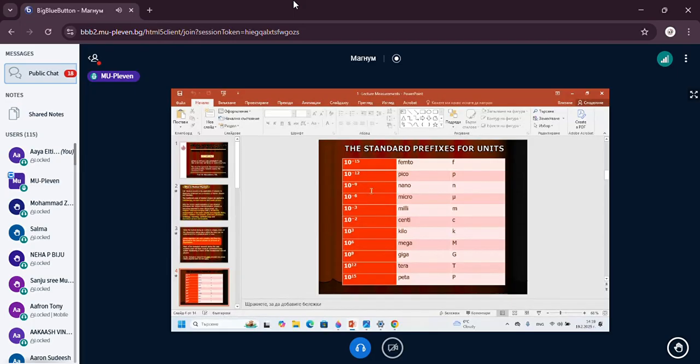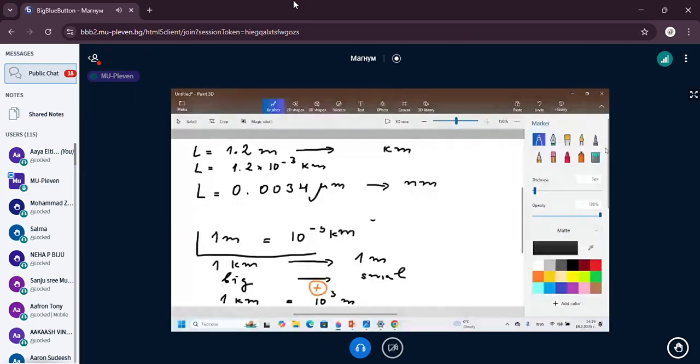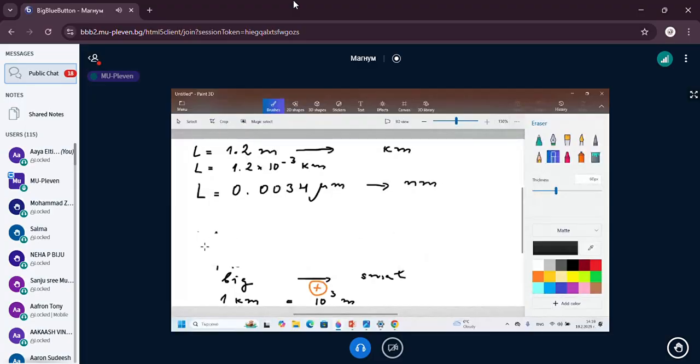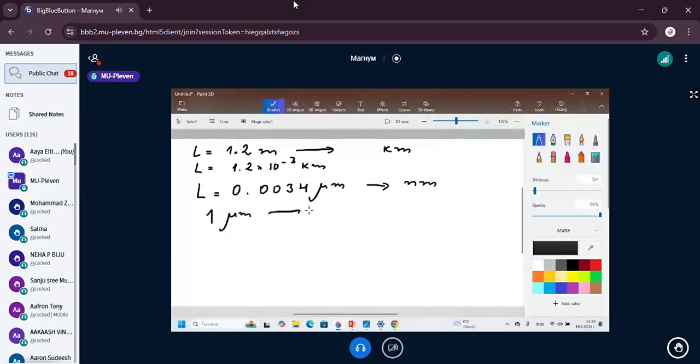So let us now, to clear this, let us now do this. Initially dealing with the units. How to change 1 micrometer into nanometer.